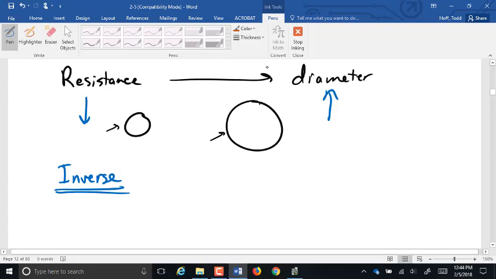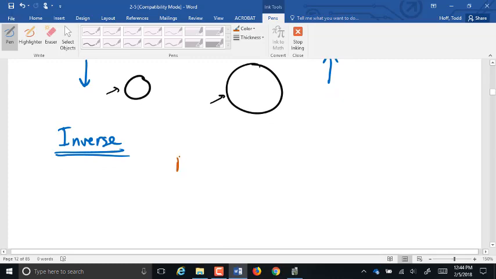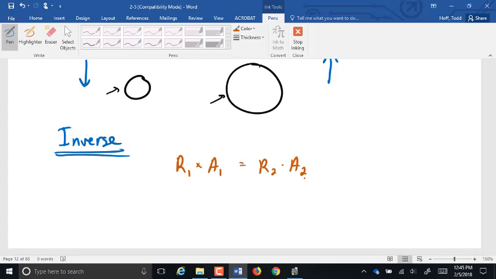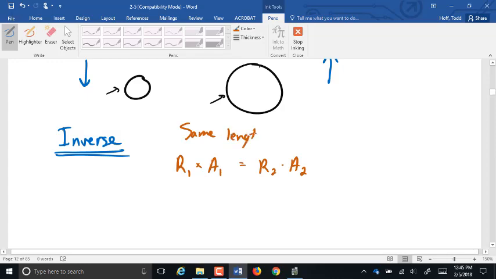So in an inverse relationship, one of two things has to happen. Either we have to change the way we set it up, and often resistance 1 times area 1 has to equal resistance 2 times area 2. The resistance times the area is a constant for the type of conductor, as long as the length of the wire is the same. So this is requiring that we have the same length of wire. So the total amount of resistance will decrease with the area.